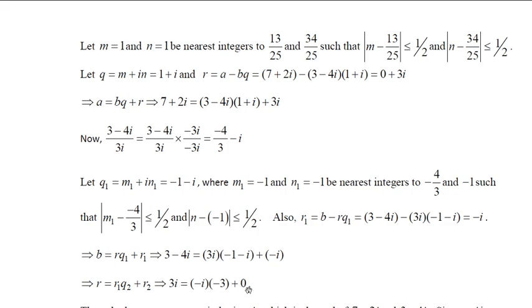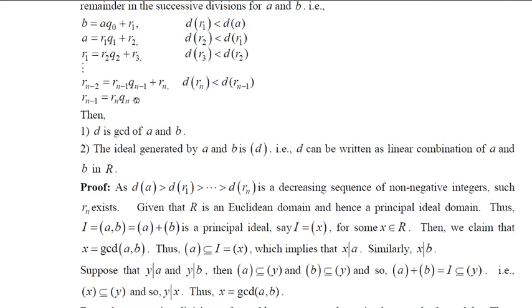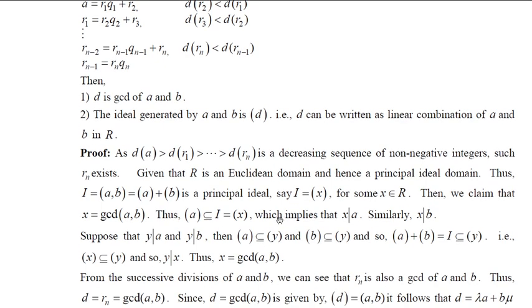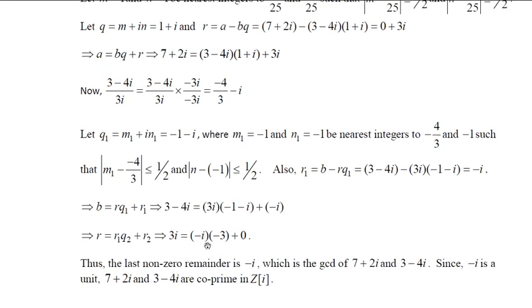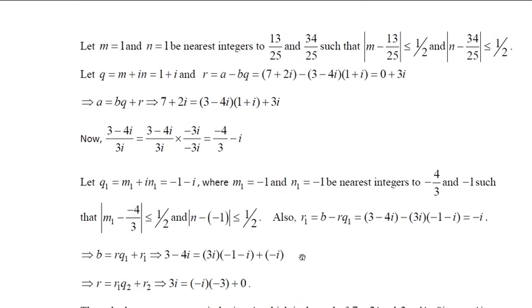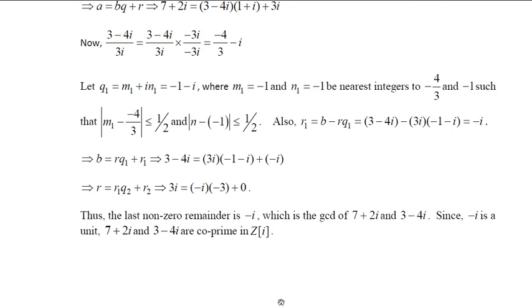Since this remainder is 0, according to this theorem, if the remainder is 0, the last non-zero remainder is the GCD. So by that theorem, the last non-zero remainder is minus i. That is our GCD of 7 plus 2i and 3 minus 4i. But you are saying that the GCD of these two numbers is minus i, which is a unit in Z of I. The values whose GCD is a unit are coprime. Therefore, these two are coprime in Z of I. Thank you.